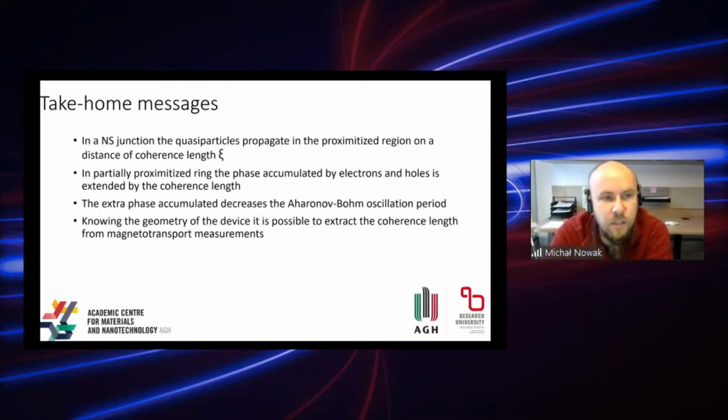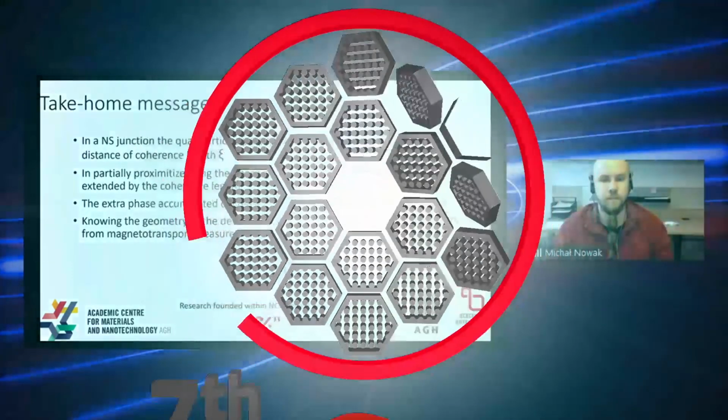So, to summarize, I showed that in an NS junction, the quasi-particles propagate in the proximatized region over a distance of the coherence length. In a partially proximatized ring, the phase accumulated by electrons and holes is extended by the coherence length, and the extra phase accumulated decreases the Aharonov-Bohm oscillation period. And finally, knowing the geometry of the device, it is possible to extract the coherence length from a magnetotransport measurement. So with that, I would like to thank you for your attention.